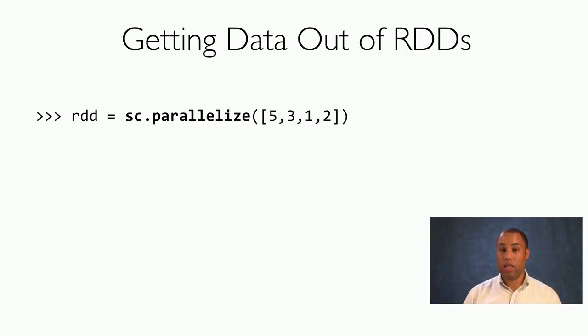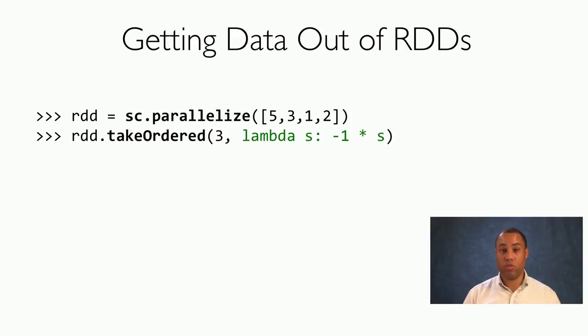Here, we apply the parallelize option to the list 5, 3, 1, 2. This returns an RDD containing 5, 3, 1, and 2. We then use take ordered to take the first 3 elements. We pass in a key function that will multiply an element by -1. So instead of take ordered returning the first 3 elements in increasing value, it will return them in decreasing value. And so we'll get back 5, 3, and 2 as a list at the driver.